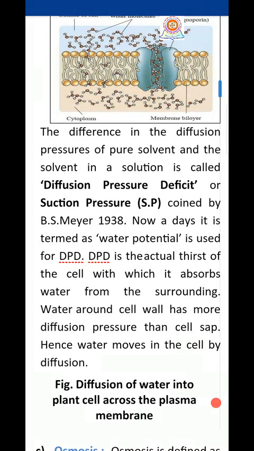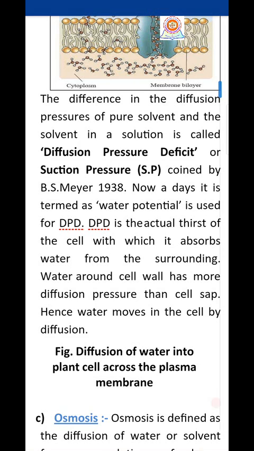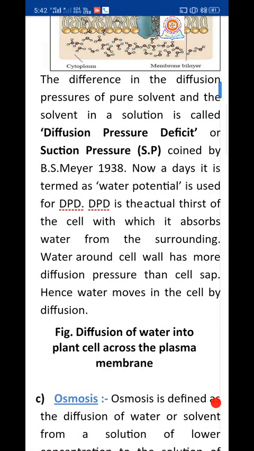That water potential is the actual thrust of the cell by which it absorbs water from the surroundings. Diffusion pressure deficit is the actual thrust of the plants that absorb the water. Water around the cell wall has more diffusion pressure than the cell sap, hence water moves into the cell by diffusion.